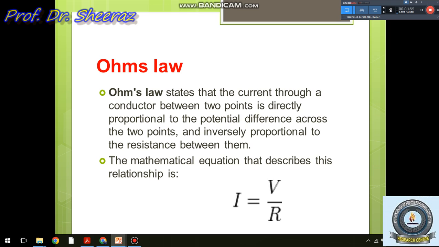Now a very important law which relates all these electrical quantities is known as Ohm's law. Ohm's law states that the current through a conductor between 2 points is directly proportional to the potential difference across the 2 points and inversely proportional to the resistance between them. Mathematically, this can be written as I equals V by R, where I is the current, V is the voltage and R is the resistance.